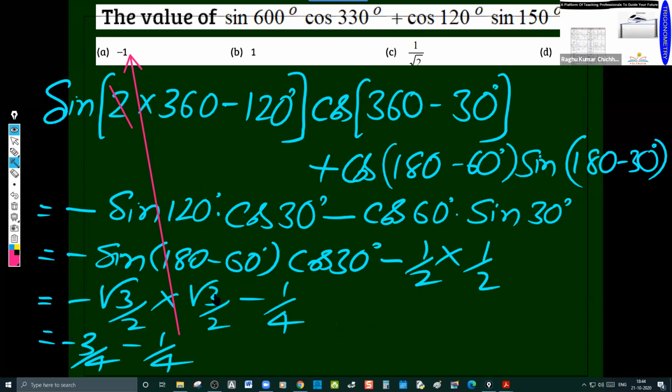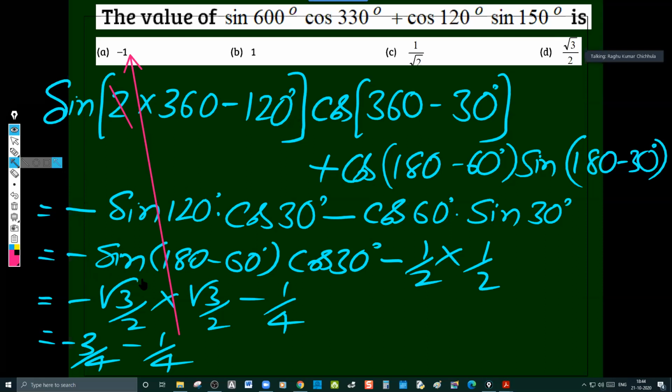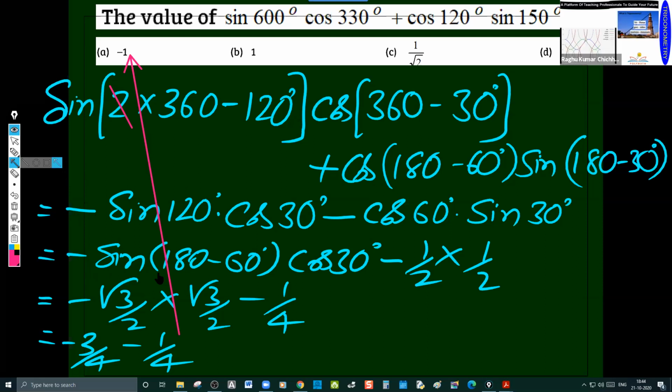So this depends on allied angles which we have learned. Clear, no? Yes, sir. Or even you can see this as sine A cos B plus cos A sin B also. The formula you can see here. You have 120 here. In the compound angles also you can do that. Otherwise we did it using the basics.